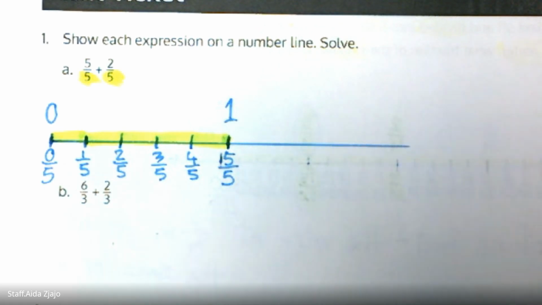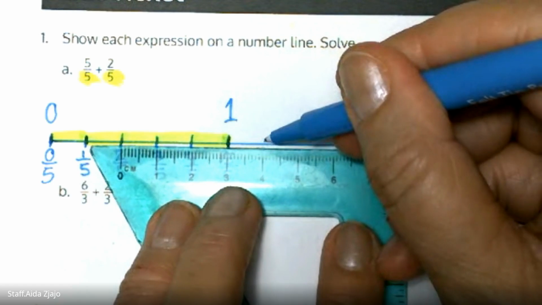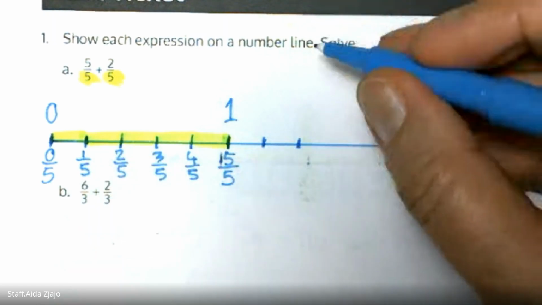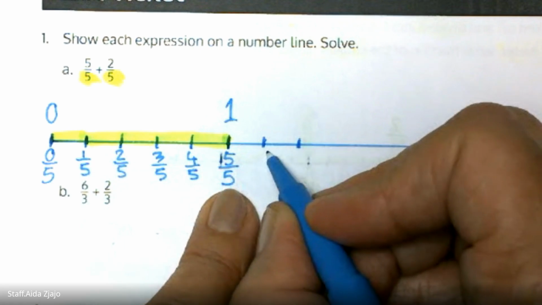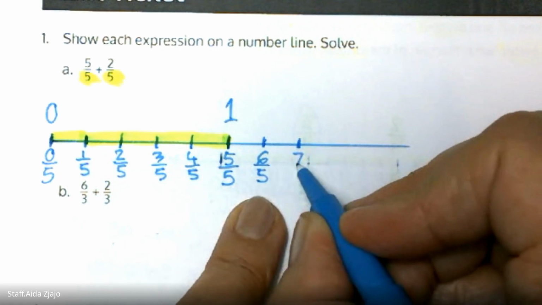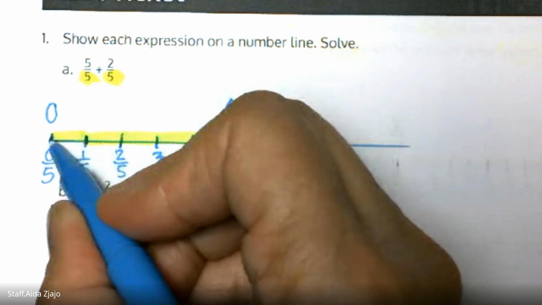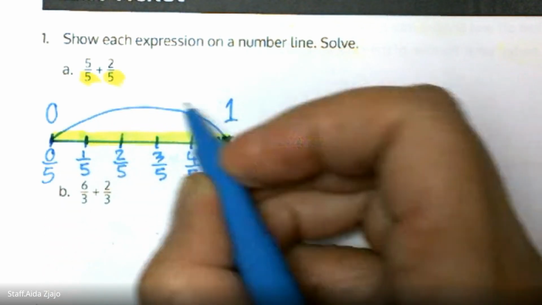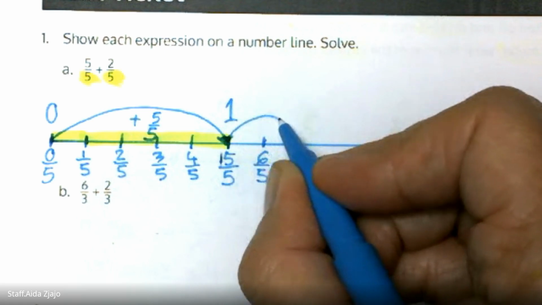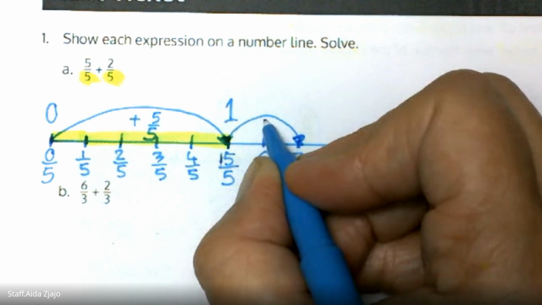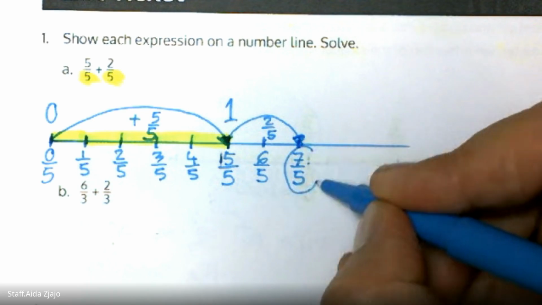But we need to add 2 more fifths. So we need 2 more: 1/5, 2/5. If we go by a unit fraction, that would be 5/5, 6/5, and 7/5 would be our answer. We add 5/5 and 2/5, and we got ourselves 7/5.